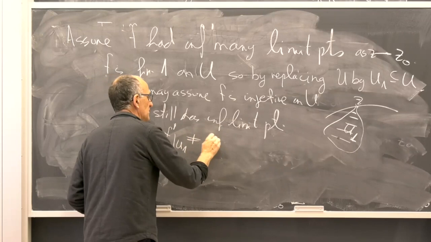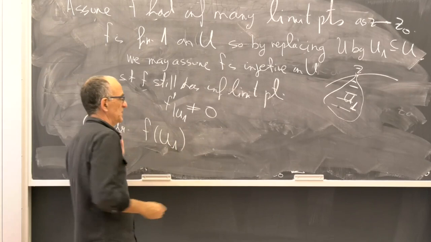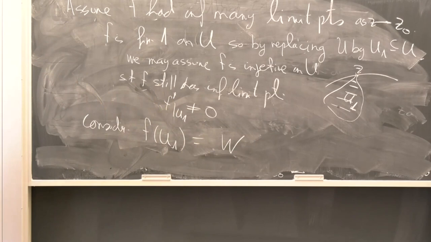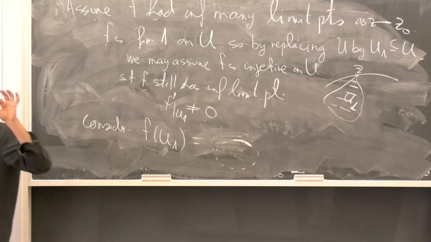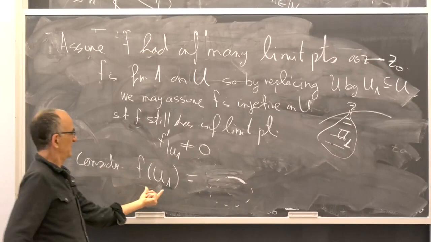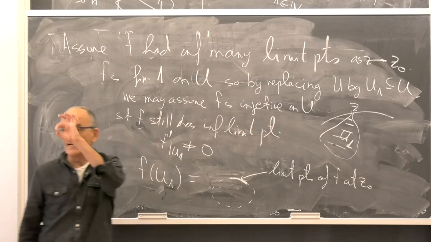And now we look at the image. Consider F of U1, it's some open set W. Remember, it's an open map. And on this open set, we have a whole area on the frontier, which comes from Z0. So these limit points will be on the image on the frontier of U1, right? So the limit points of F at Z0 will appear somewhere on the frontier of W.